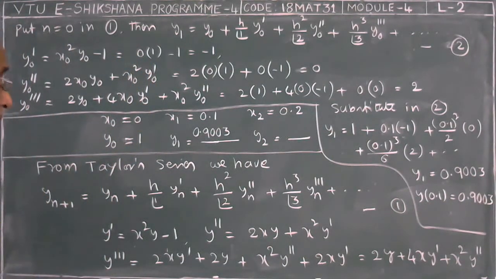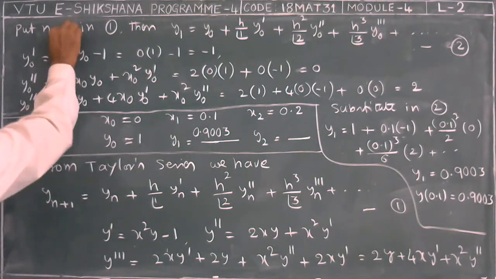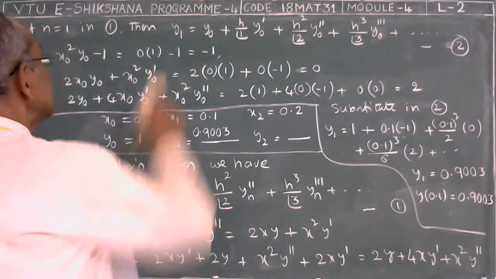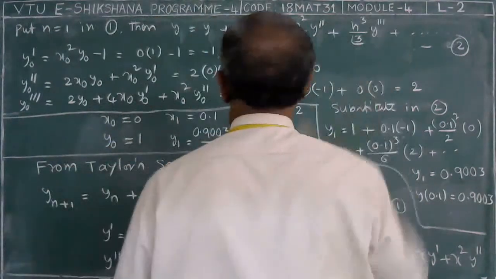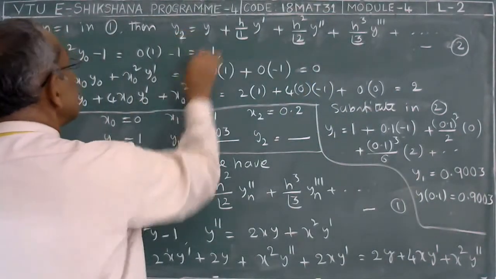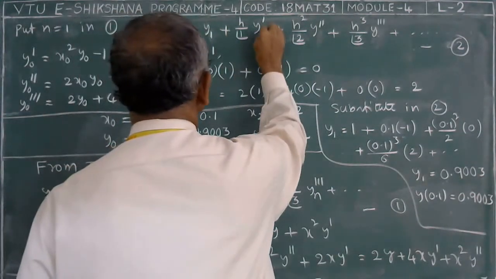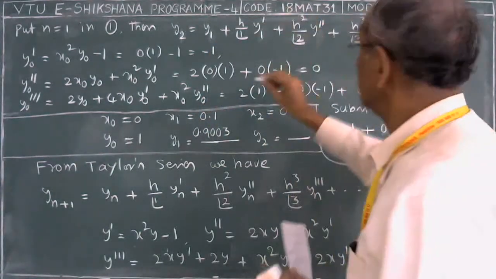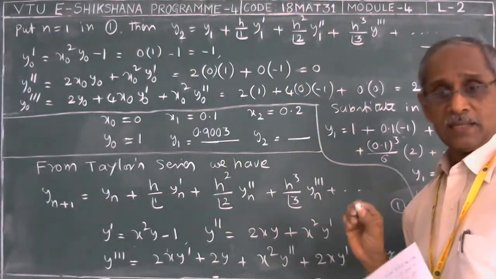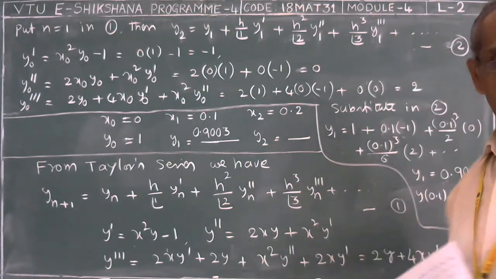Okay. Now to find the next value of y, that is y2, at x is equal to 0.2, we fix n is equal to 1 in equation 1. So put n is equal to 1 in 1. Then you get y2 is equal to y1 plus h into factorial 1 into y1 dash plus h square by factorial 2 into y1 double dash plus h cube by factorial 3 y1 triple dash and so on.